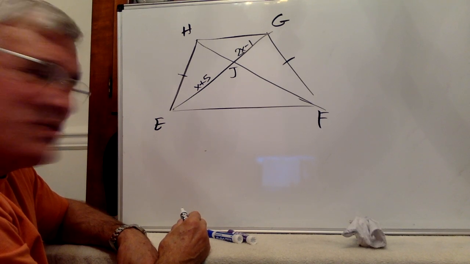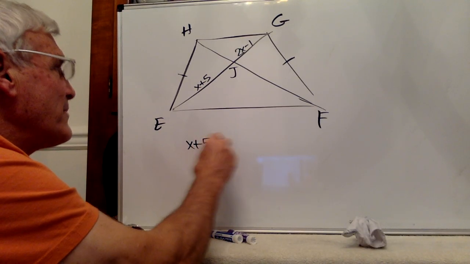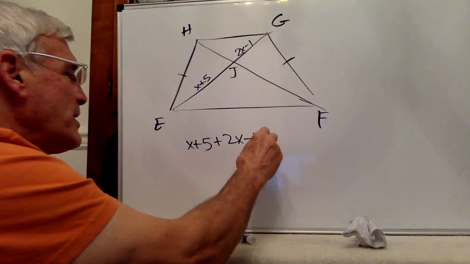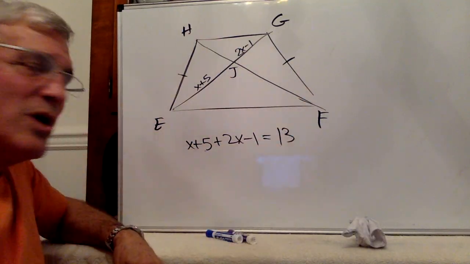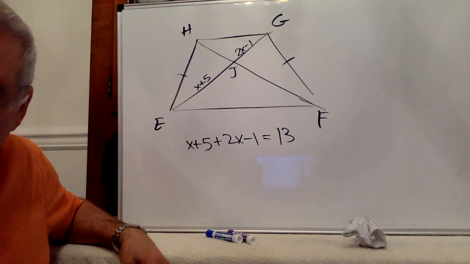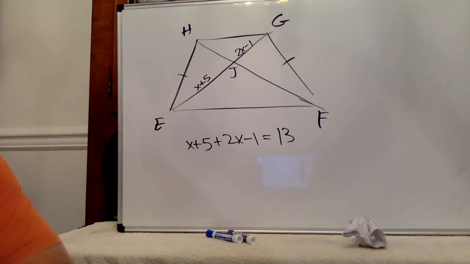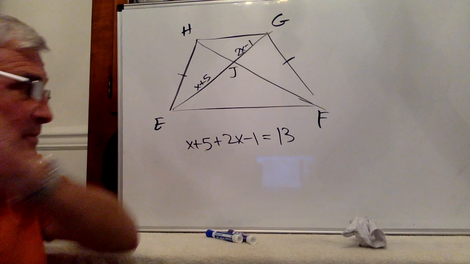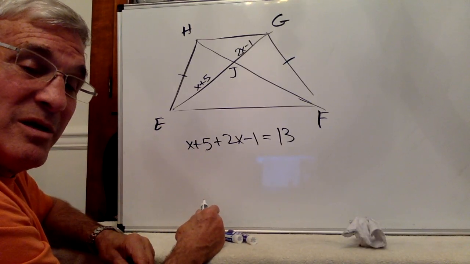Diagonals of an isosceles trapezoid are congruent. Therefore, x plus 5 plus 2x minus 1 is going to equal 13, because the two are congruent, and they gave you HF. The whole thing was 13. So there's your equation, and then just solve. And again, be careful. They didn't ask you for x. They wanted the line segments.